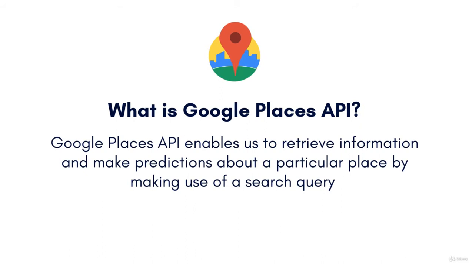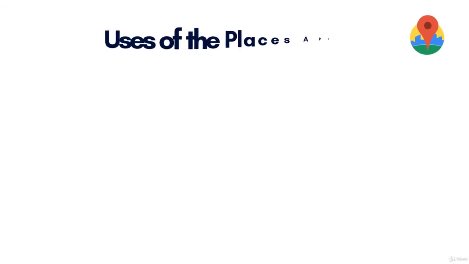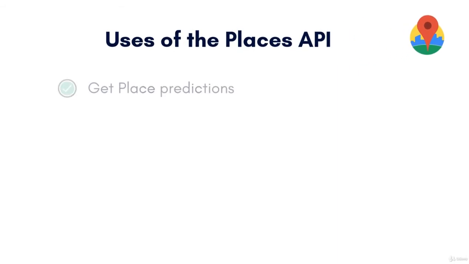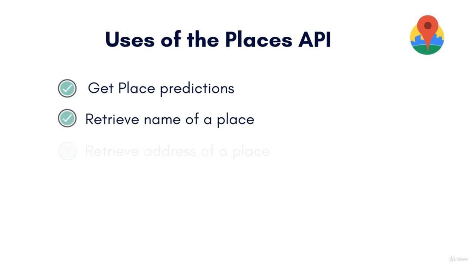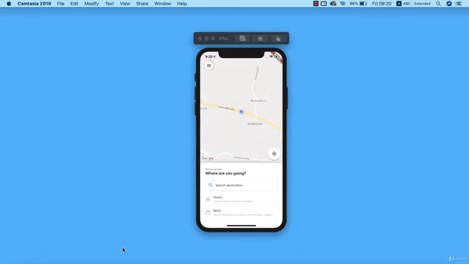Some of the useful information that the Places API can help us to retrieve could be predictions about the places that we might have in mind through our search query. And also, we can retrieve information such as the place name, the place address, the location coordinates, and so much more. But for us to truly appreciate the usefulness of the Places API, it makes so much sense to see exactly how we used it in the completed project.